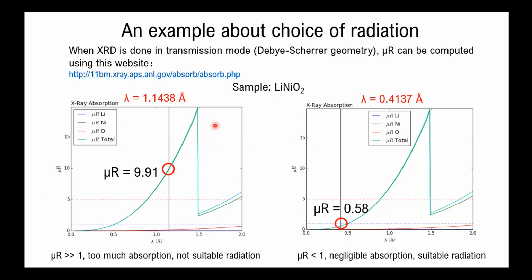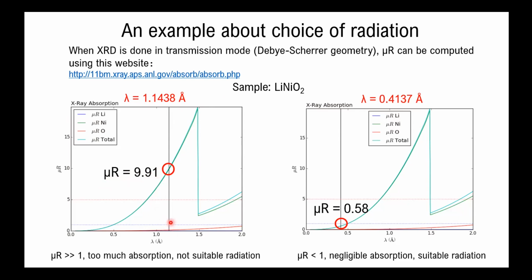So for example, we input the information for nickel oxide, and we have this kind of figure. Let's say we want to use a radiation of 1.14, which is actually close to the copper K alpha, right? Copper K alpha is like 1.54. But some beamlines provide this kind of value. It's not hypothetical, right? Sometimes the beamline does have this kind of value.